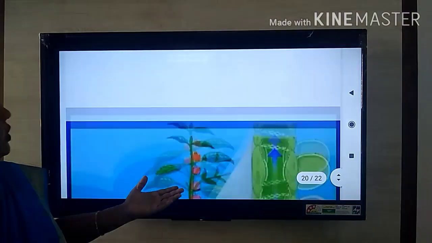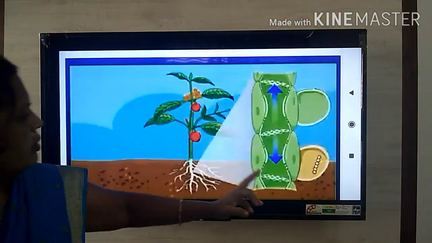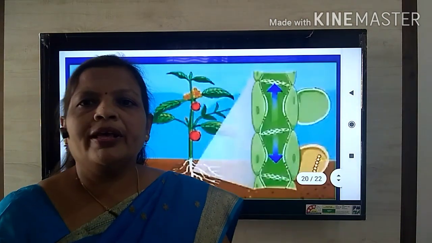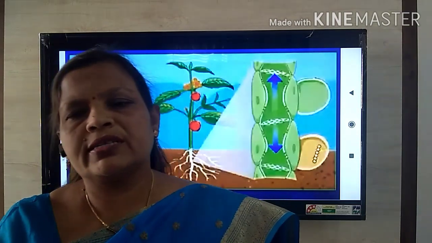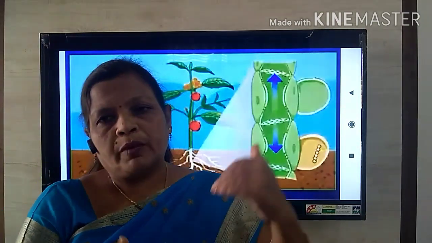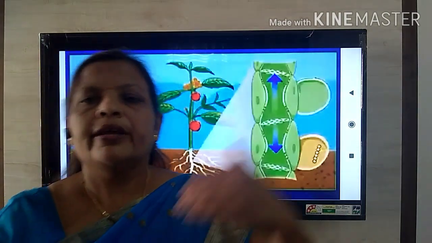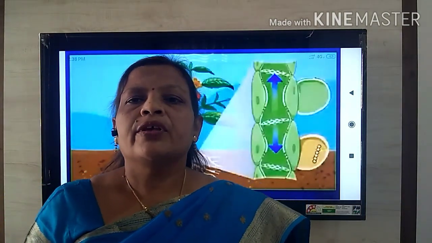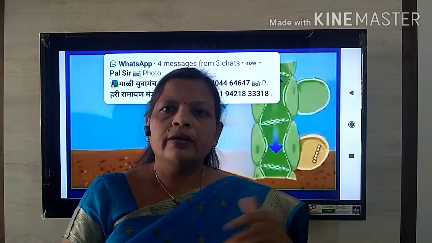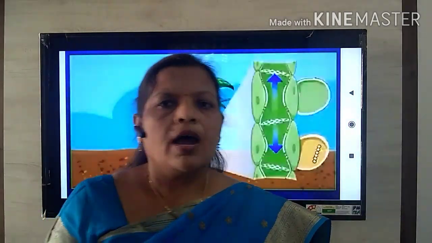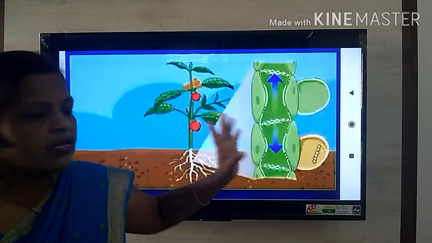Next slide. Here, the proteins or the amino acids: in the process of photosynthesis, though glucose is synthesized, later on it is converted into proteins, that is the chain of amino acids, and it may be converted into fats. In this way these food materials are transported from one cell to another cell, in both the upward as well as downward direction.